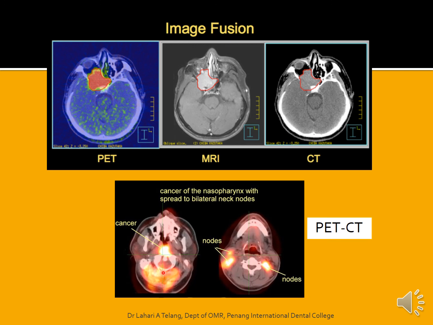This, on the other hand, is a combination of a PET and CT fusion, which shows you the image of the head and neck area, where the dye has been taken up, and details of where the tumor involvement is.